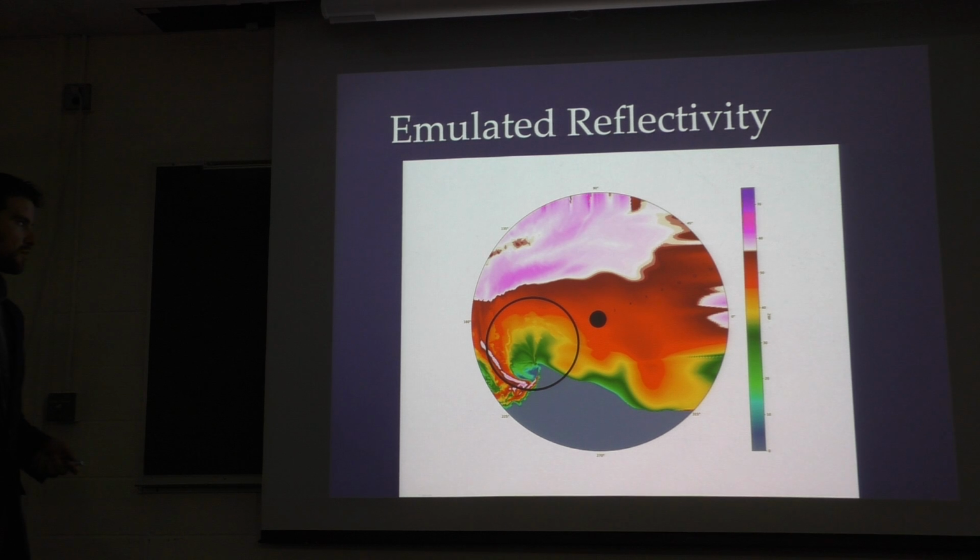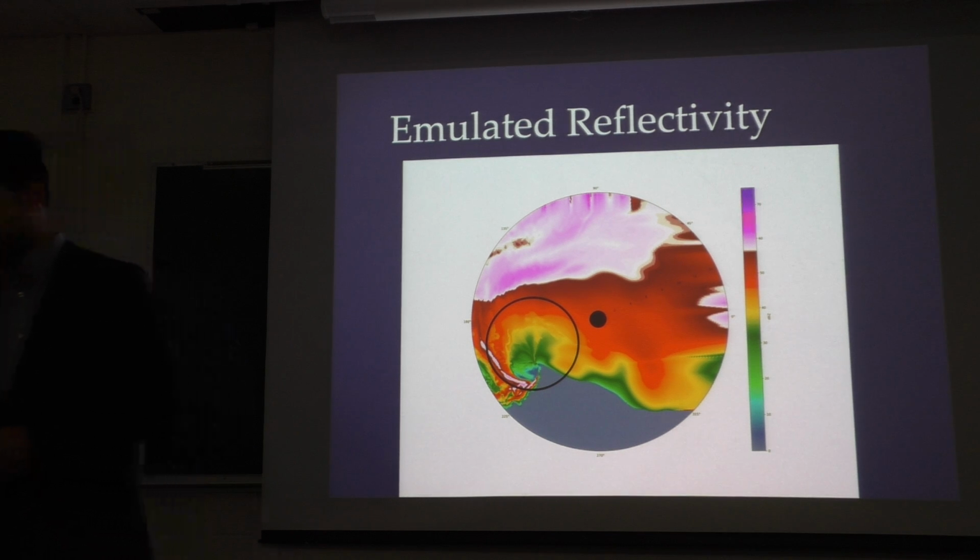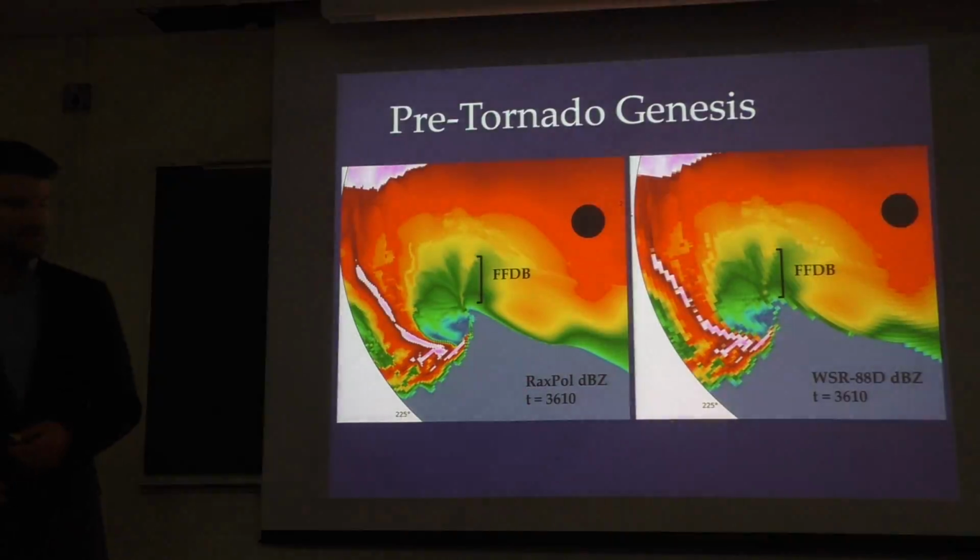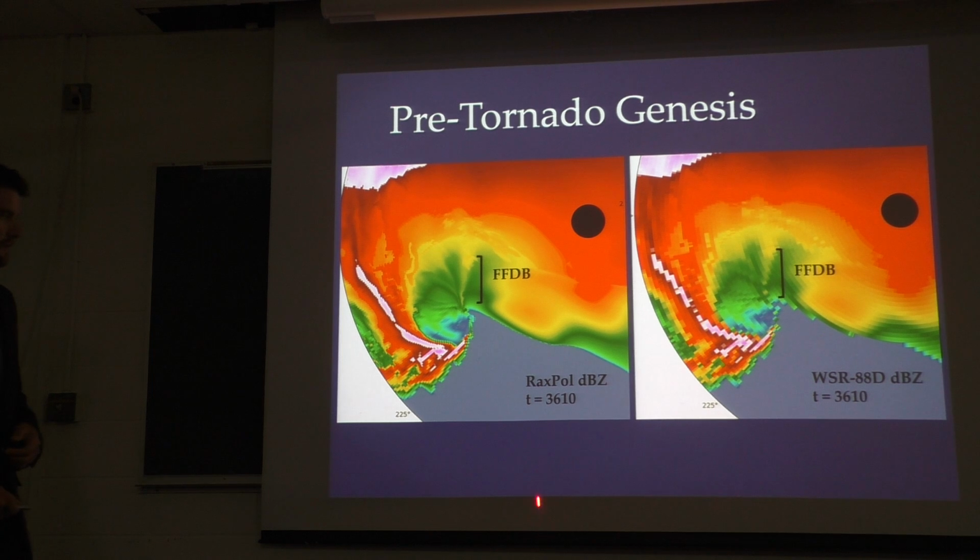So this is just an example image, and I wanted to circle this area because this is the region we're going to be focusing on. So here's the hook echo, there's the forward flank, and then if you can see this little stringy thing here in the reflectivity, that's the forward flank downdraft boundary. So that's the area we're going to be focusing on the most. This is at pre-tornado genesis time. This is at 3600 seconds, or 3610, excuse me. Again, we've highlighted the area, that's the forward flank downdraft boundary. This is at RAXPOL resolution. This is at 88D.